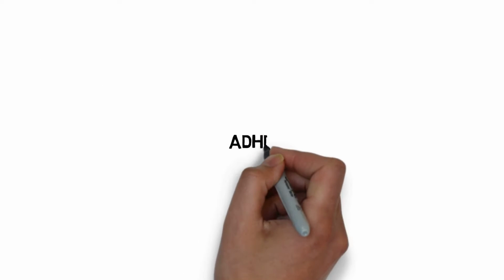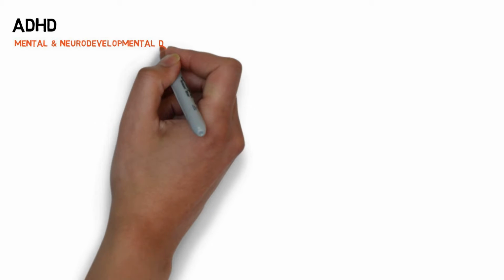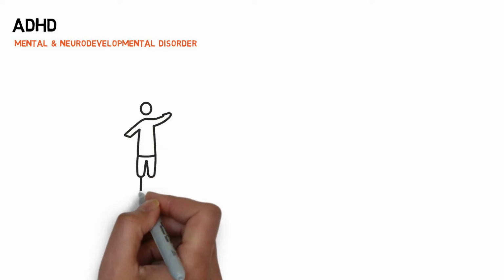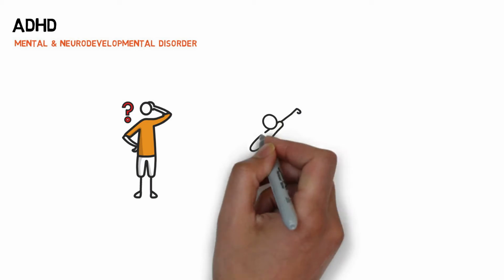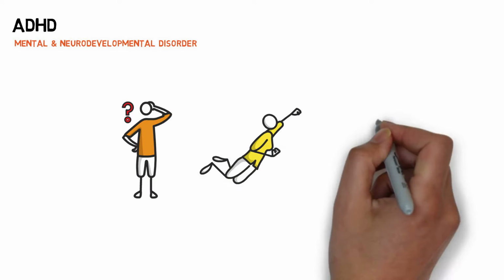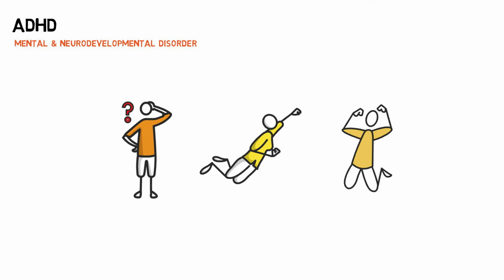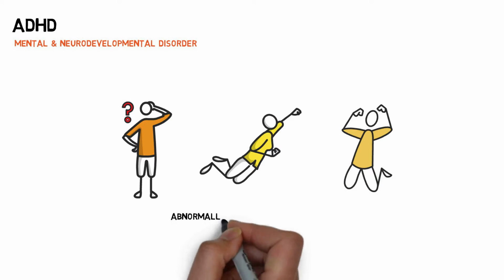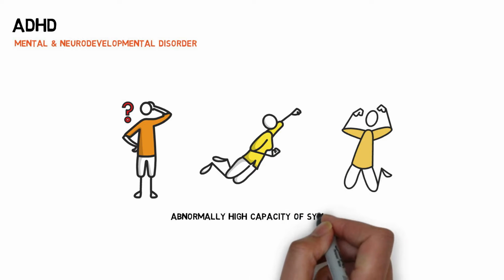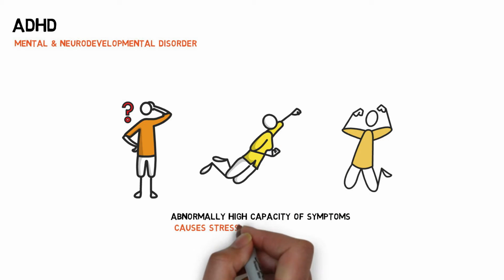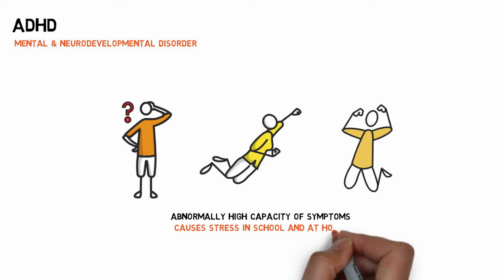This is the video on ADHD. Attention Deficit Hyperactivity Disorder, or ADHD, is a highly common mental and neurodevelopmental disorder typically diagnosed in children. It is characterized by lack of attention, hyperactivity, and impulsive thoughts and actions. Though most children might squirm around or get easily distracted, ADHD shows these symptoms in a higher than normal capacity and can cause stress and problems with functioning at school and in the home.